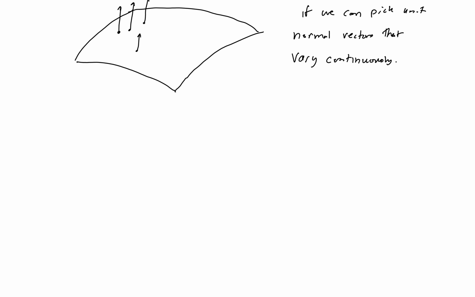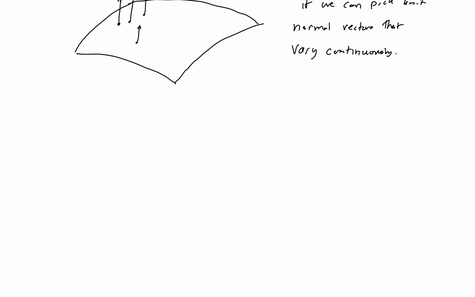So let's look at a little bit more complicated version of our flux now. So let's still assume that V is constant. So we're not going to let V vary just yet, but let's not require it to be perpendicular anymore.